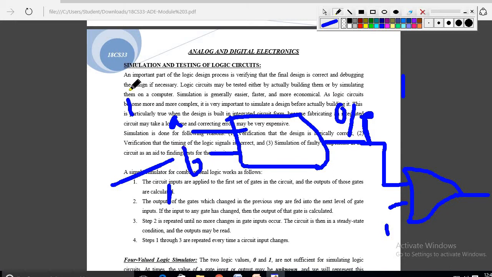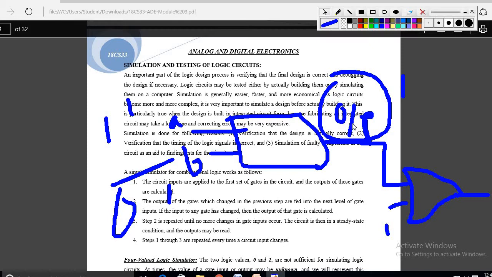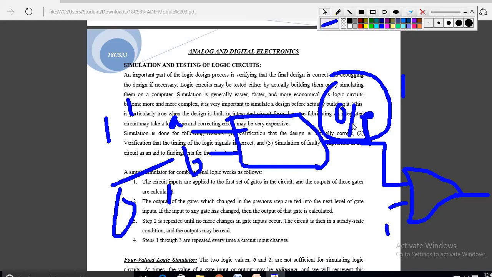But if there is any change in the input, if instead of 1 1 it is 1 0, the output will change. In the meanwhile, the input of the OR gate also changes. So before connecting the output of one gate to another gate, check the input. If the input changes, the output also changes. That's why we first need to check the input. Step 2 is repeated until no more changes in the gate input occur. If you change the gate input, the corresponding output will be obtained at the output side, and we have to take care of that.